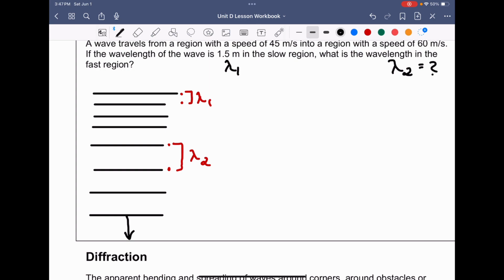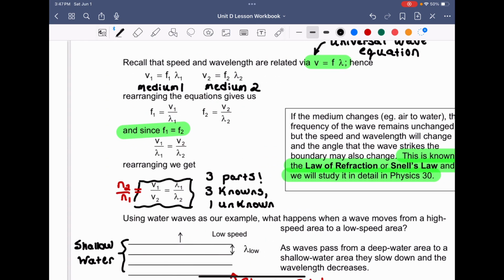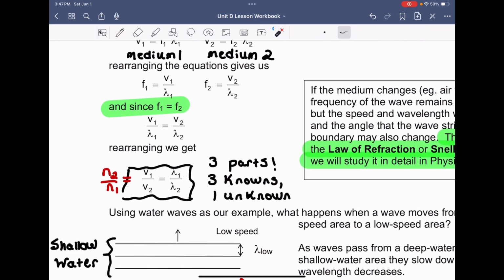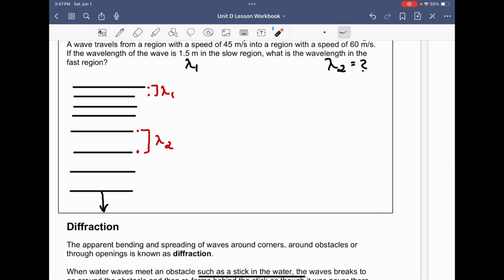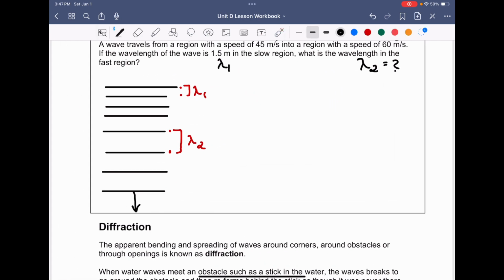Now, let's use that identity from the previous page that was established. I'm going to go back and just remind us of what we have on our formula sheet. It's the following: V1 over V2 equals lambda 1 over lambda 2. Let's write that out and see if we can solve this. So I'm going to go V1 divided by V2 is equal to lambda 1 over lambda 2.